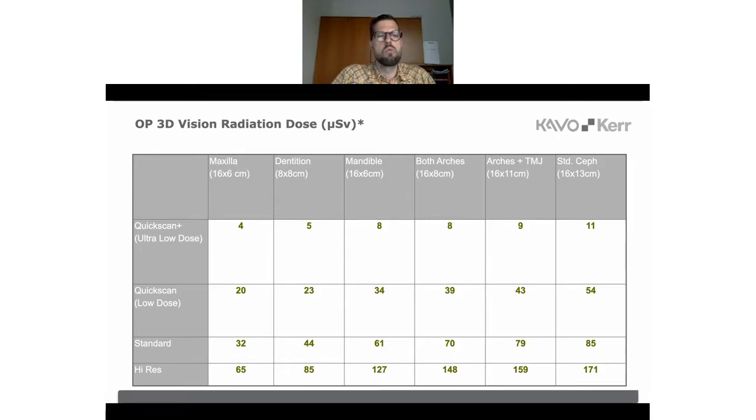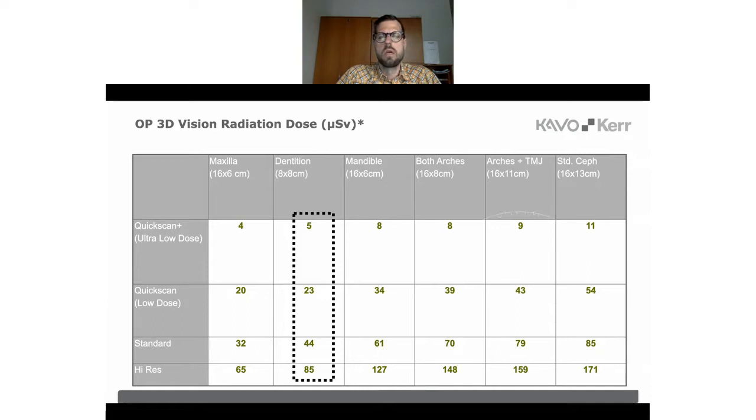So if you look, for example, at CBCT, where we can do a maxilla 16 by 6 or the dentition 8 by 8, then we have many choices. We can do a high resolution scan where we get about 85 microsieverts, and also we can do a quick scan with ultra low dose, and then we have only a dose of 5 microsieverts.